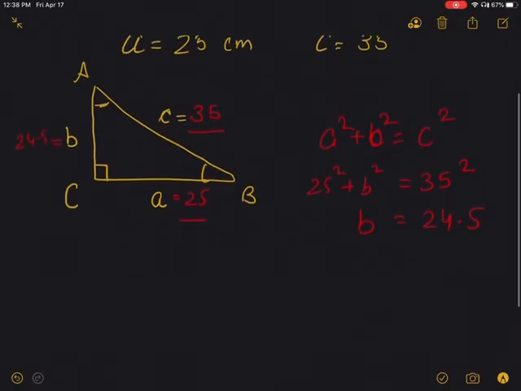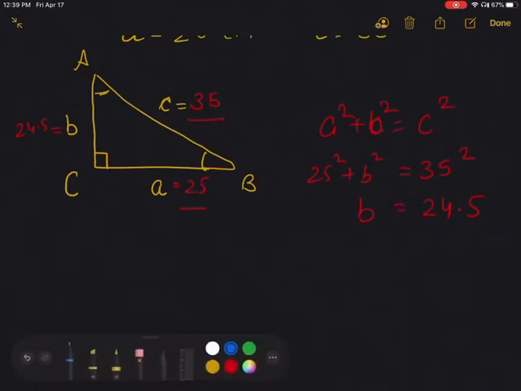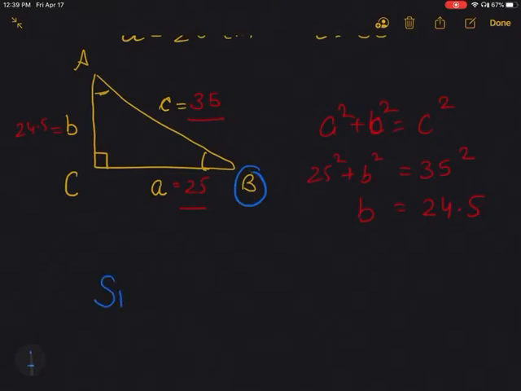Now, time to solve for any of the angles, like angle A or angle B. Since we know all three sides, it doesn't matter what ratio you pick. I would say sine would be the easiest one. Let's say I have decided to solve for angle B. So I'm going to set up the ratio. Sine of angle B, since it's sine, I look at the opposite side, which is 24.5, and then divide by the hypotenuse, which is 35.